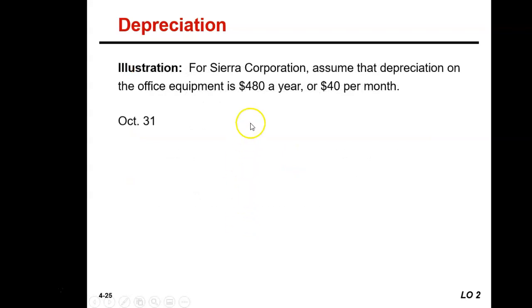So here we have office equipment that's going to depreciate. It says $480 a year. But again, we're doing it only for the month of October. So $480 a year will only be $40 per month. So we're making the adjusting entry.